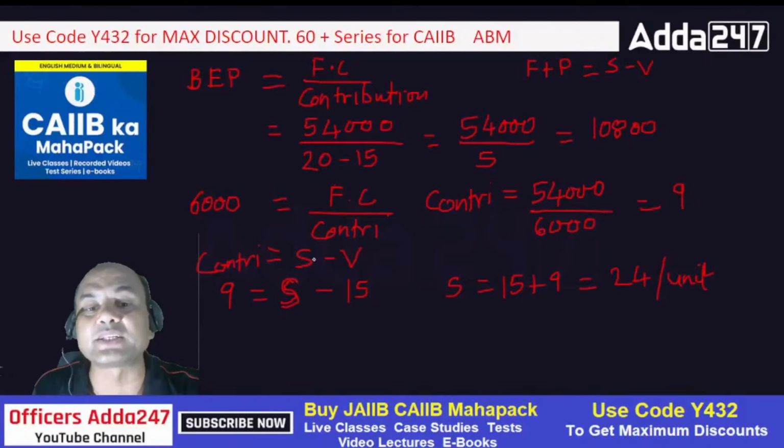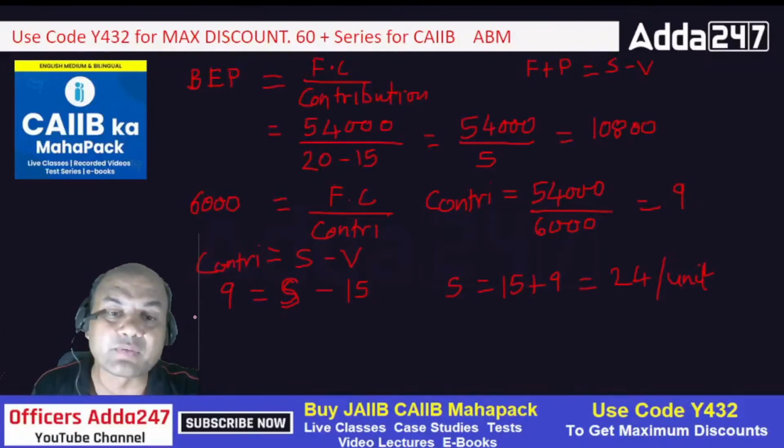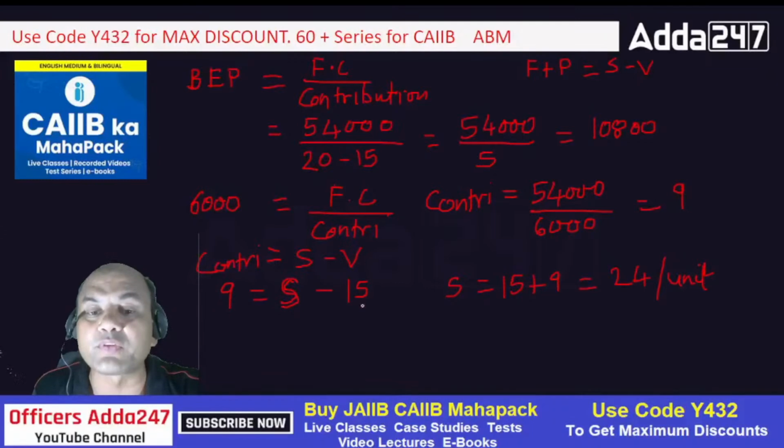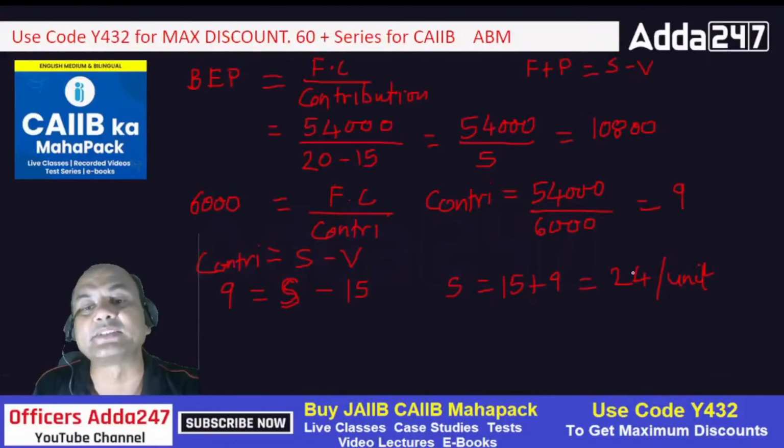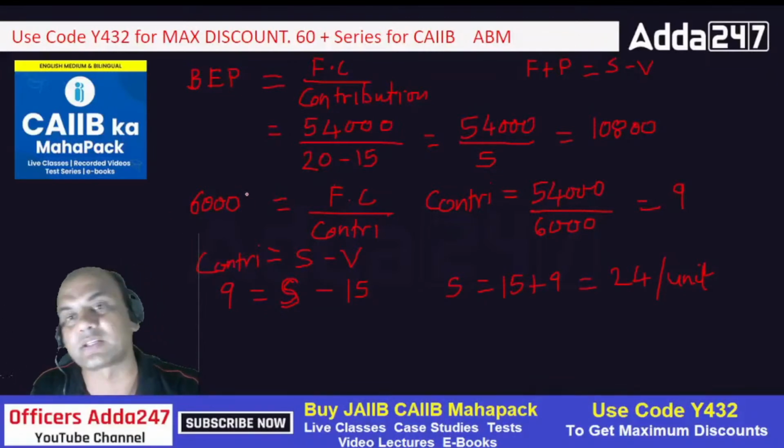So contribution equals S minus V, so 9 equals S minus V. What is V? 15. Variable cost doesn't change. What can change is the selling price. So S equals what? Take 15 to the other side, I'll get 24. So my selling price will be 24 per unit. Then I'll have this BEP at 6,000.